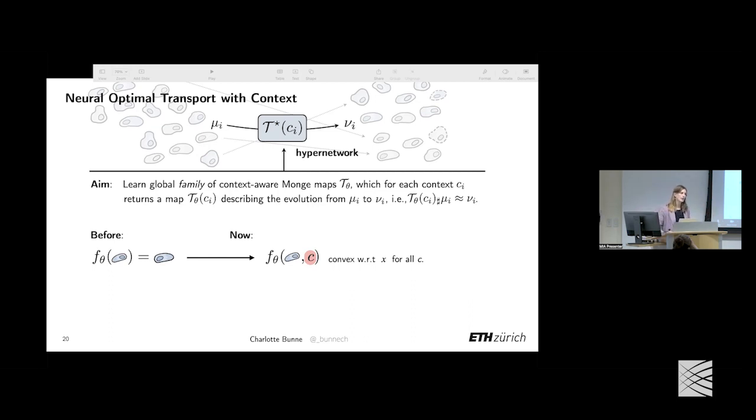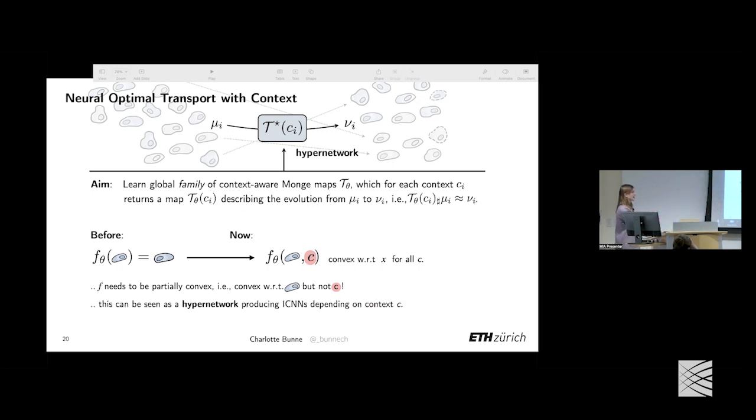And we stay somehow in the assumption that we strictly want to parameterize this as an OT map. We can, of course, lift this assumption, but now this function only needs to be partially convex. It needs to be convex with respect to the input cell, but not with respect to the context. And this can be seen somehow as a hypernetwork, like a multitask setting where we learn several tasks at once. And the network structure we learn needs to somehow return a particular parameterization for each individual context.